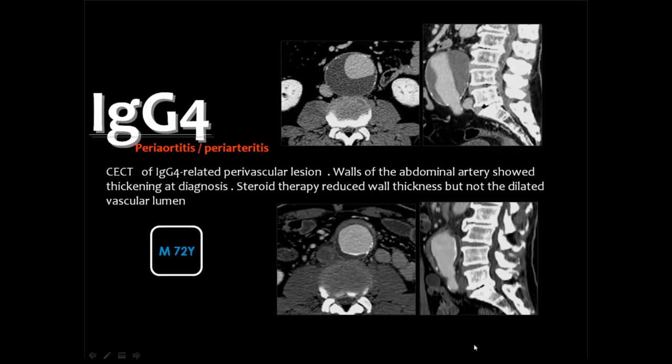And this is one of the manifestations of periaortitis and weakness of the wall, resulting in what's known as inflammatory aneurysm of the aorta. And you see the aneurysm with patent lumen and thrombosed lumen before steroid therapy, and after steroid therapy you got significant reduction of the inflammation of the wall of the aorta, and also you may see that the aortic caliber has also reduced.